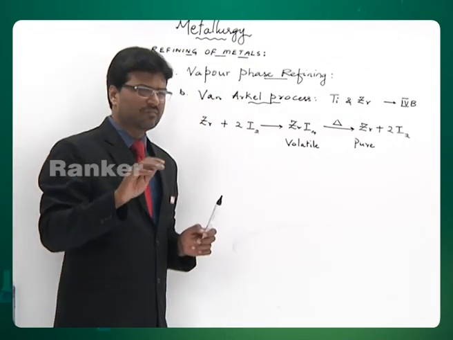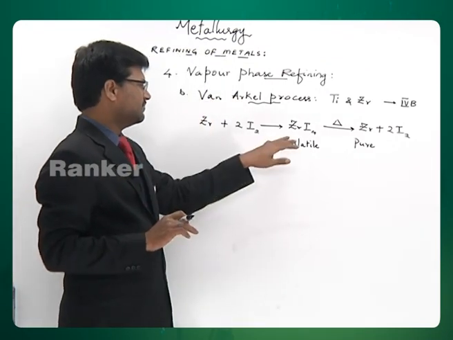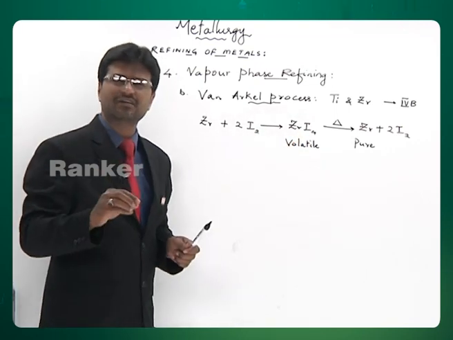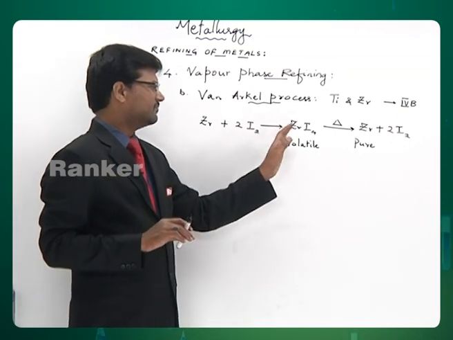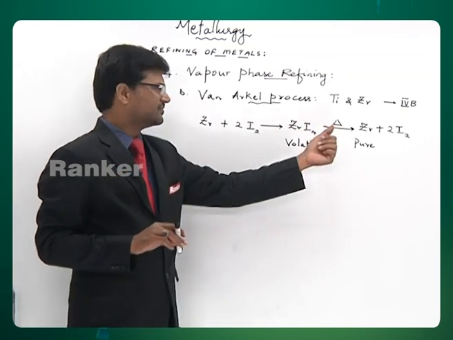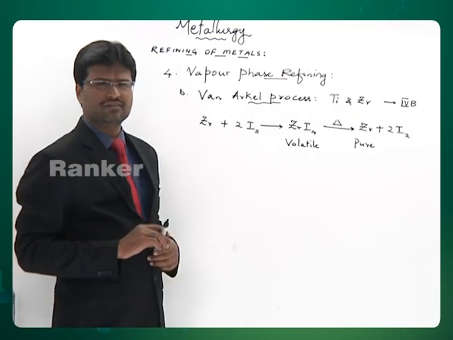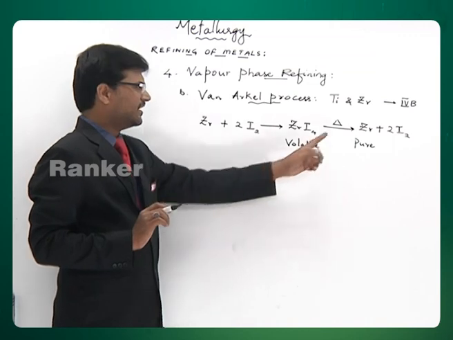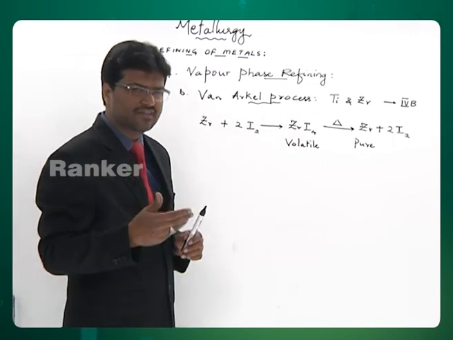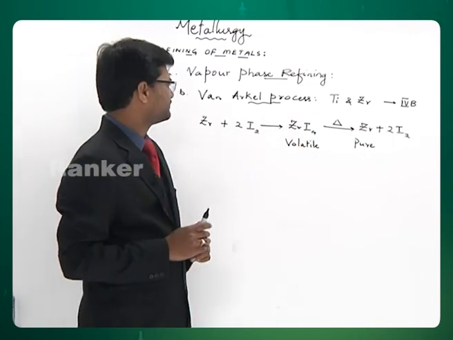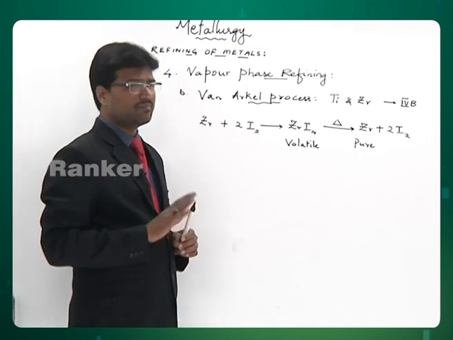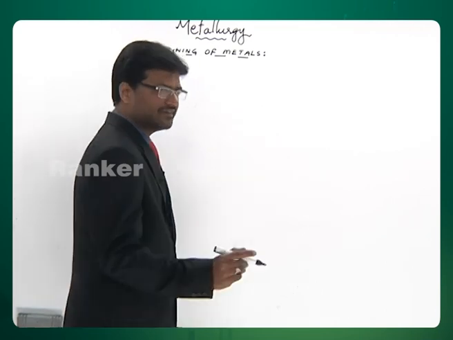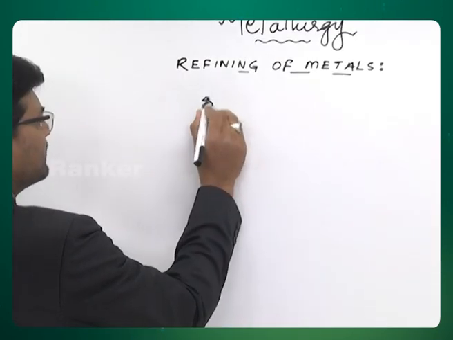Their maximum oxidation state is 4, and they can be transformed into tetraiodide, which is predominantly covalent, and being predominantly covalent, it is volatile and it can be recovered as fumes, and these fumes are heated to recover the pure metal. In a similar manner, titanium reacts to give tetraiodide, and the tetraiodide of titanium is heated to recover pure titanium. That is Van Arkel process, applicable for zirconium and titanium. The next method for the purification is now zone refining.